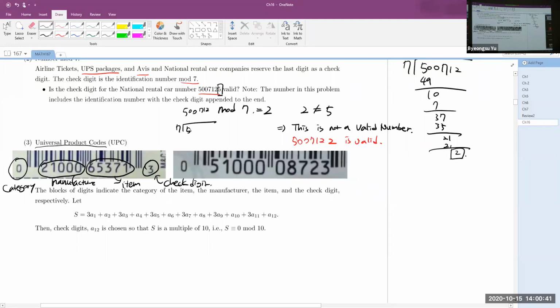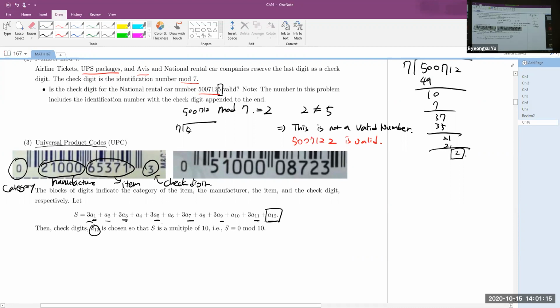So in this case, it is a little bit complicated. What it means is that for each odd digit, A1, 3, 5, 7, 9, and 11, you multiply with 3. And for even numbers, you don't multiply anything, and you just sum all the numbers, including these numbers. Then the check digit A12.